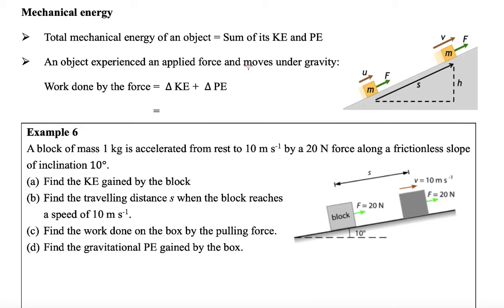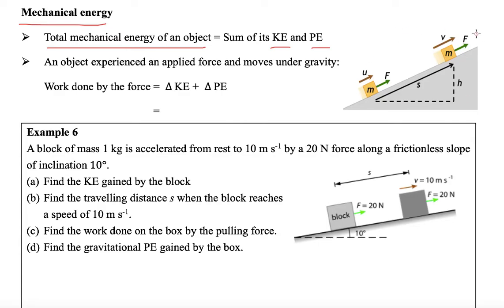After we introduced the elastic PE, and we also introduced the KE and gravitational PE in the last video, this time the last part of the mechanical energy would be exactly mechanical energy. We call it mechanical energy in this chapter because the total mechanical energy for an object is the sum of its KE and also its PE.